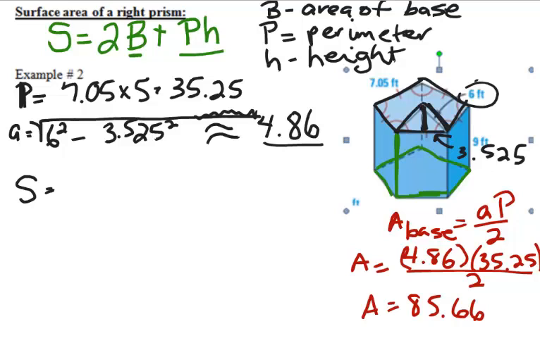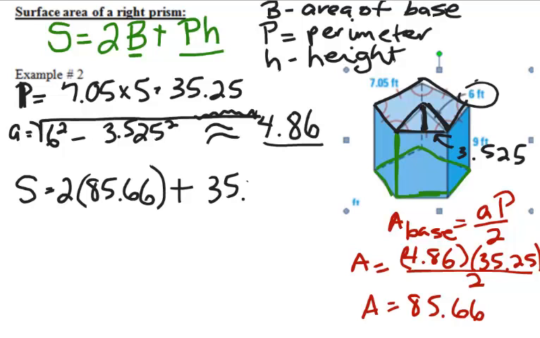So let's go back over here to the formula and plug that in. 2 times a base, one base, which is your 85.66, plus the perimeter, 35.25, times the height. And that height, let's go in red and show you the height because I've drawn all over the figure, is this right here, that height right there.